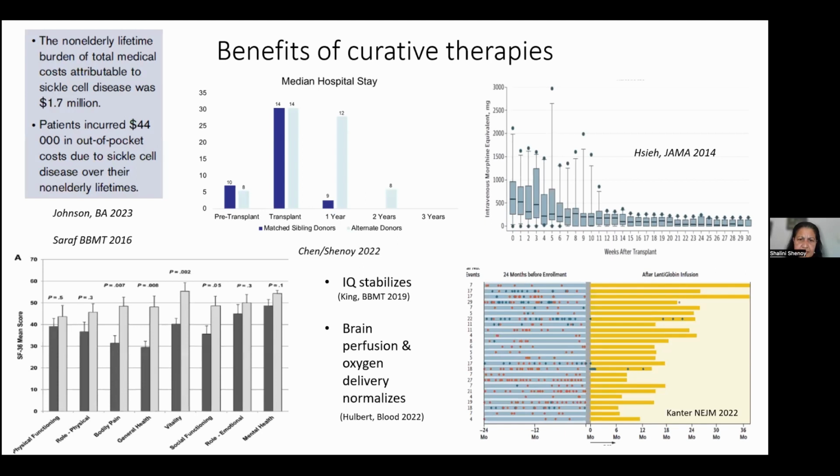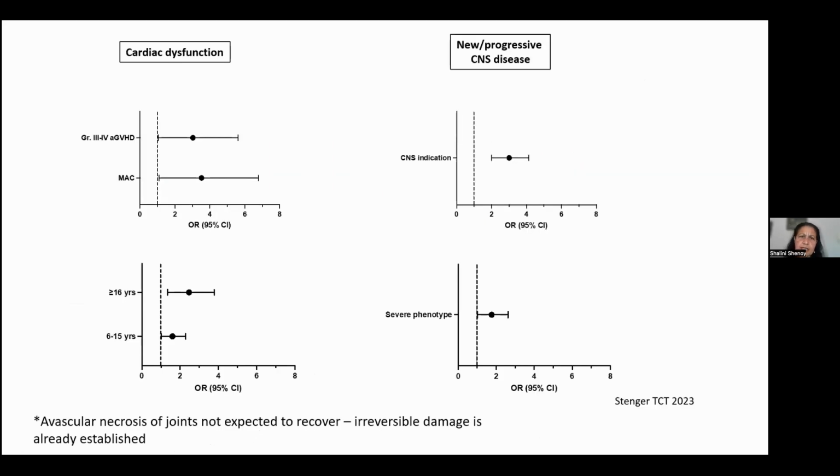We've realized that the IQ stabilizes because the brain is not under an onslaught of blood vessel damage anymore. And then the brain perfusion and oxygen delivery improves and gets back to normal once you take the sickle cells out of there. So these are the unseen or unfelt changes that are important to track as well, that I'll talk about.